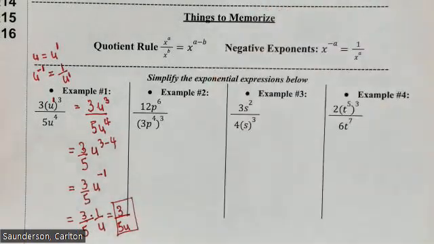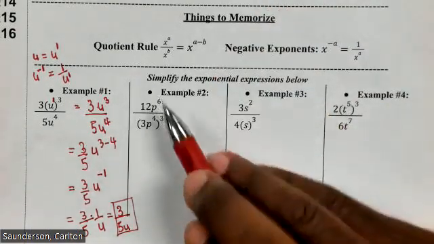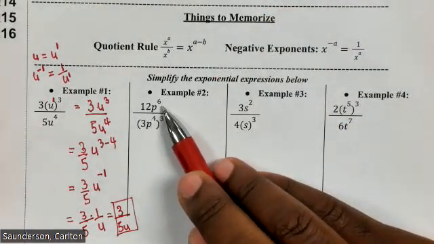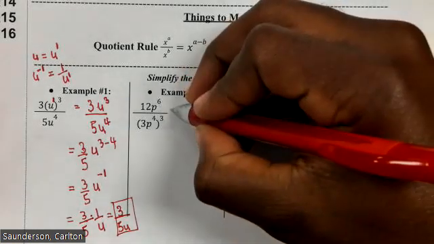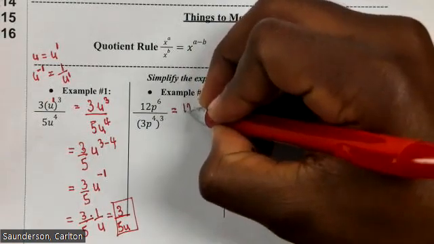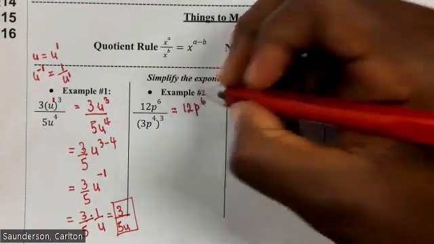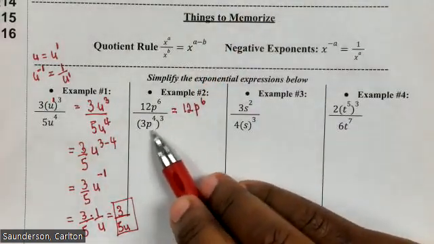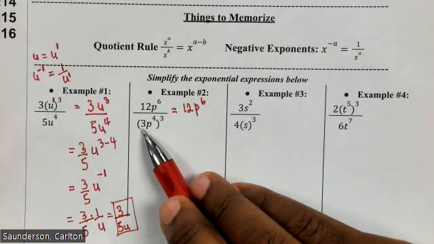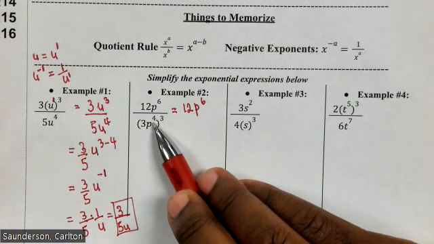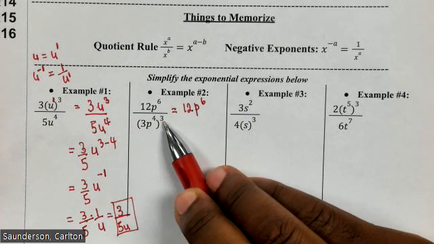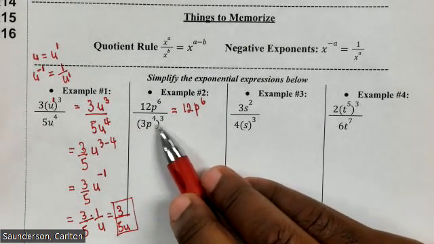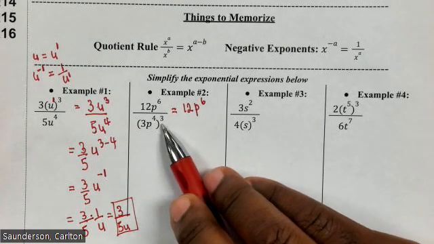So let's try to do the next one. So we have 12p to the 6th power. We don't see a parentheses, so I'm going to rewrite it the same. Here, I do see a parentheses. I see parentheses, 3p to the 4th power, and a 3 on the outside of that parentheses. So when I see that, I now think about doing the power rule.